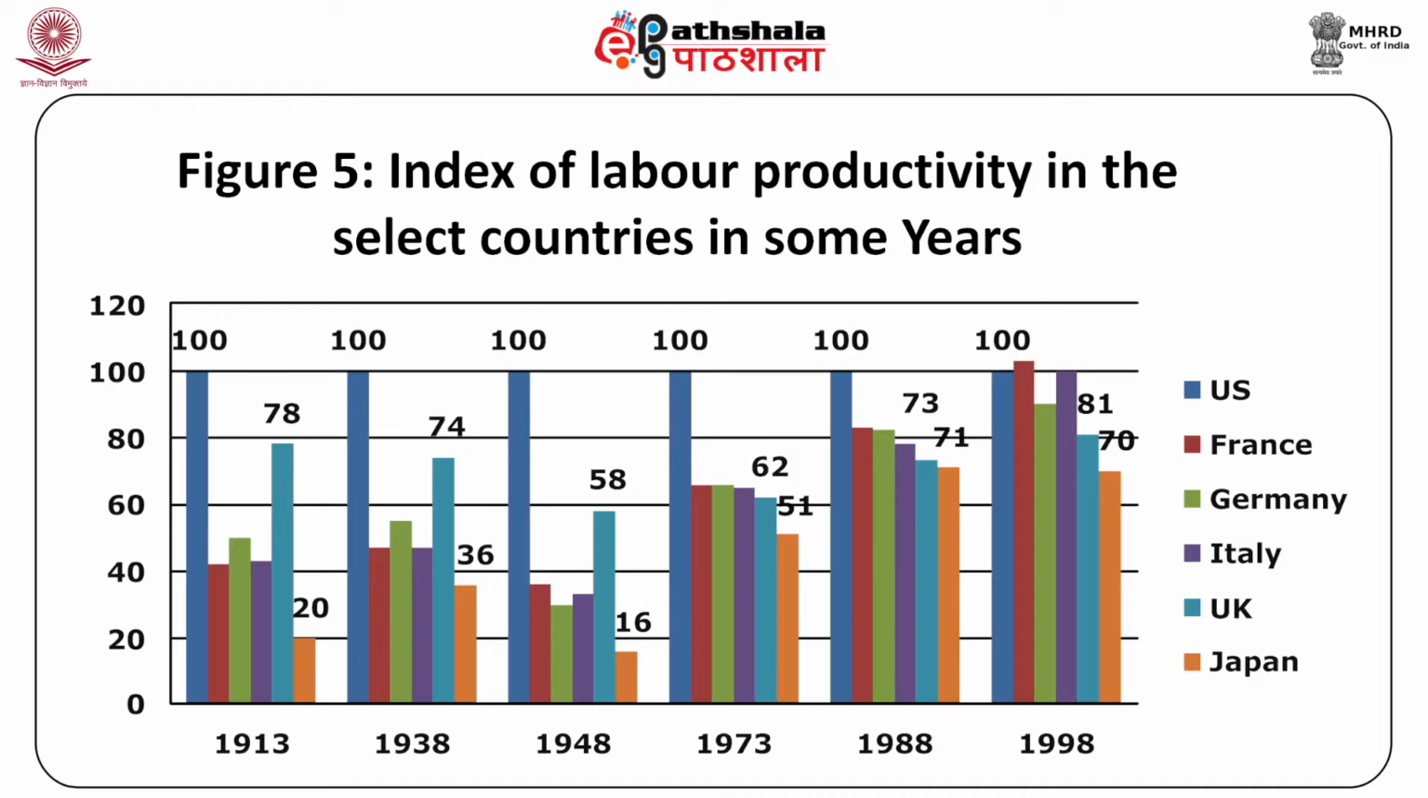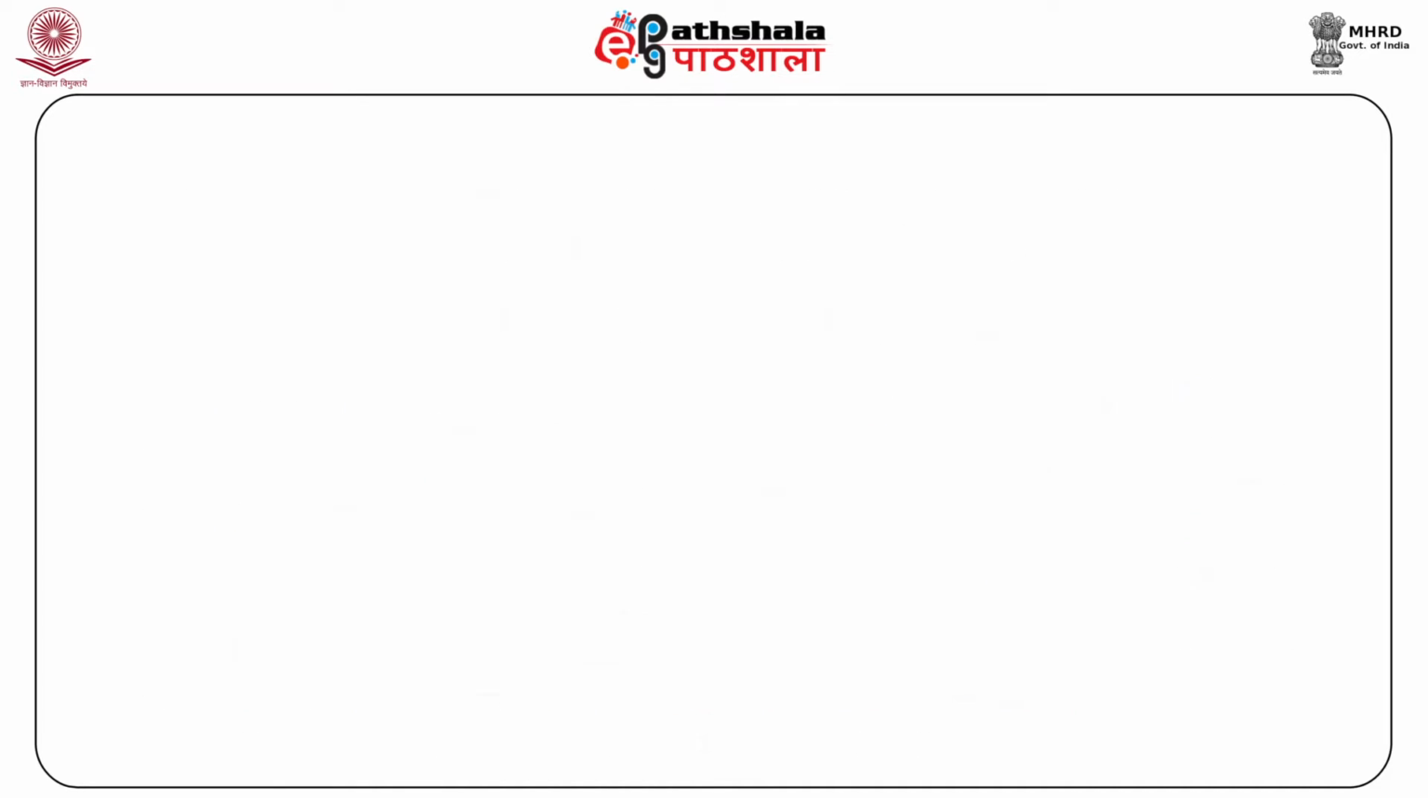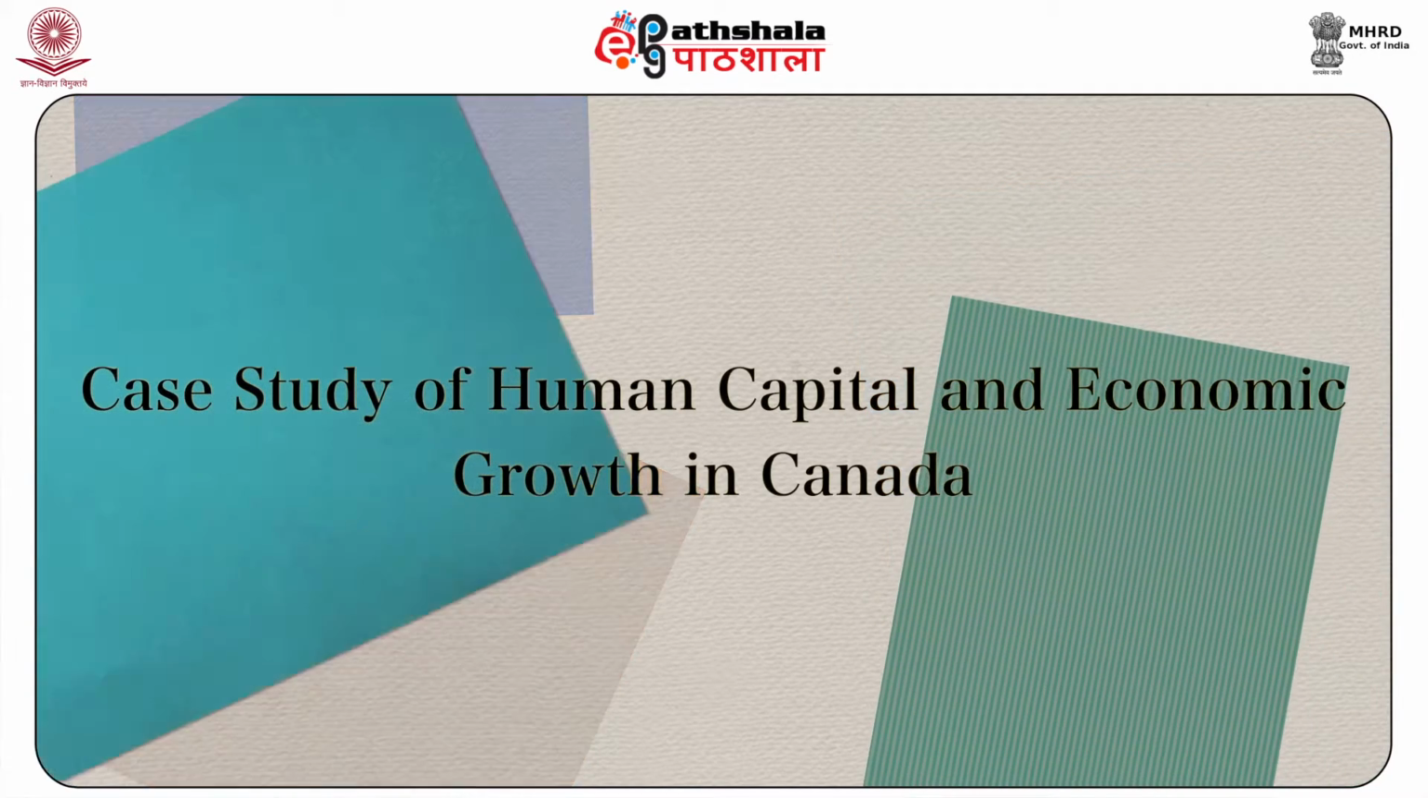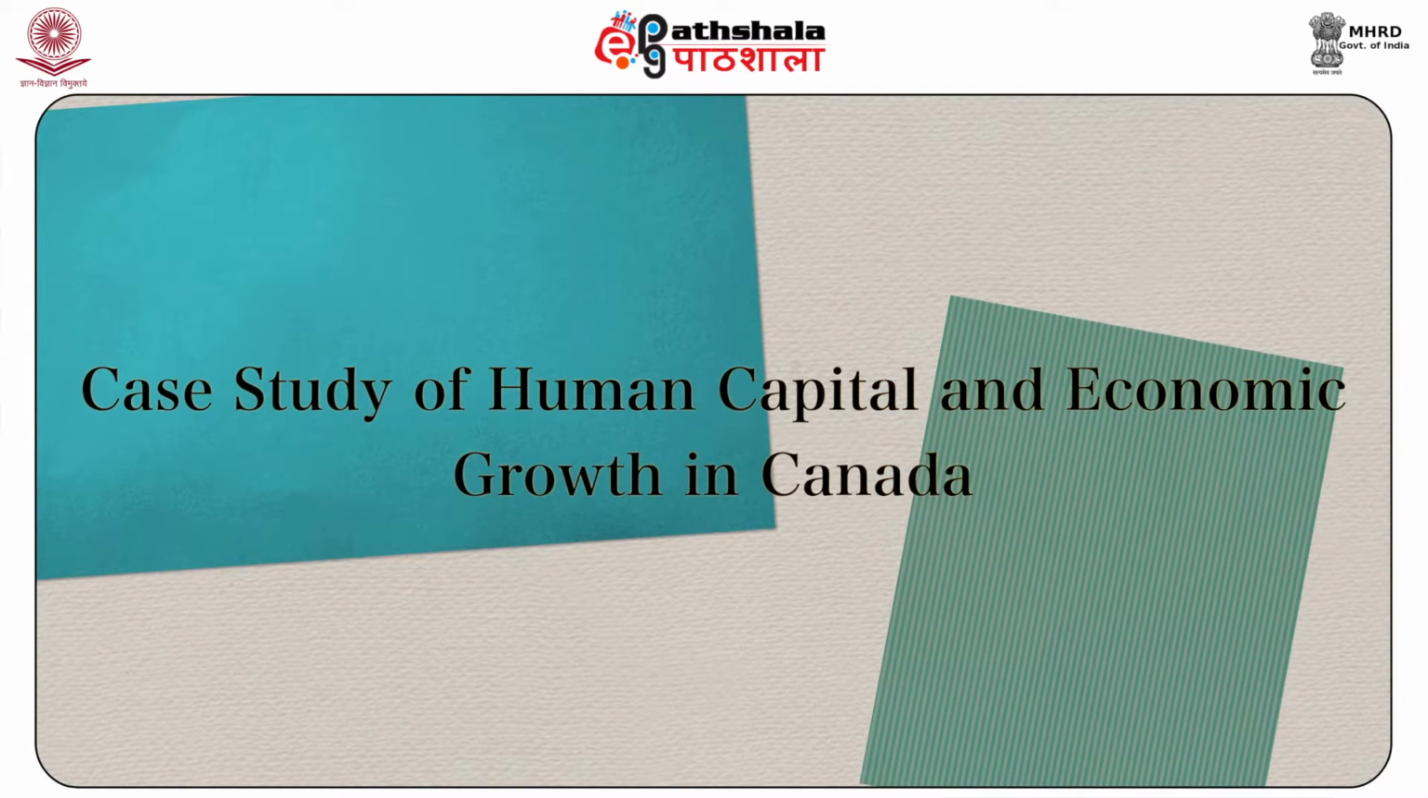These higher levels of productivity in France and Italy can be identified as catching up effects with the US. Japan gained its momentum of higher productivity in 1973, when it was 51, and it has increased to 70 in 1998. In terms of labor productivity, most of the developed countries are still lagging behind in comparison to the United States of America. Let's look at the case study of human capital and economic growth in Canada.